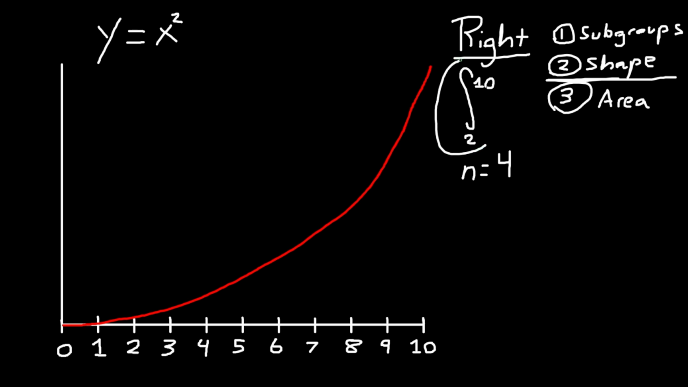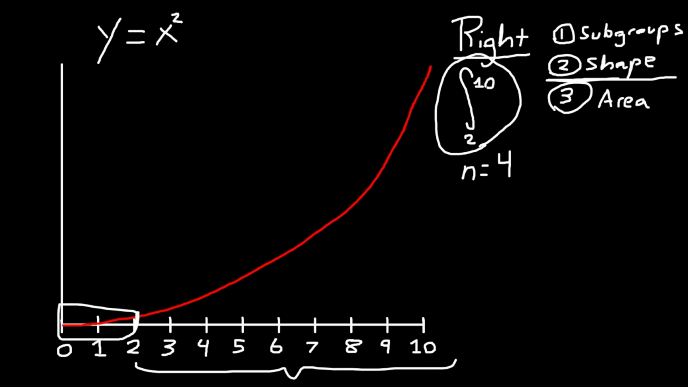So looking at our interval, we're working with 2 to 10. So it's similar to before, but we're going to ignore this first quadrant. So we're only looking at the area underneath the curve from 2 all the way to 10. And then we're going to divide it into 4 equal subgroups. So 2 to 10, to get equal subgroups, we need each subgroup to have a width of 2. So 2 to 4 is going to be a subgroup, 4 to 6, 6 to 8, and then 8 to 10.